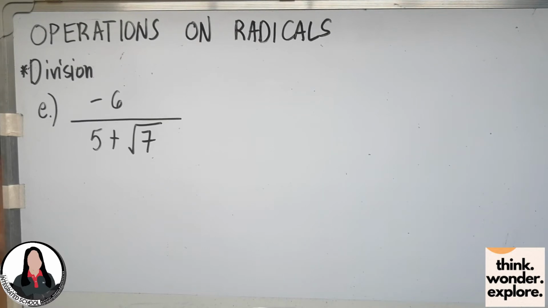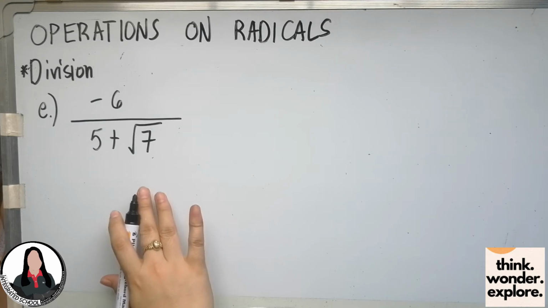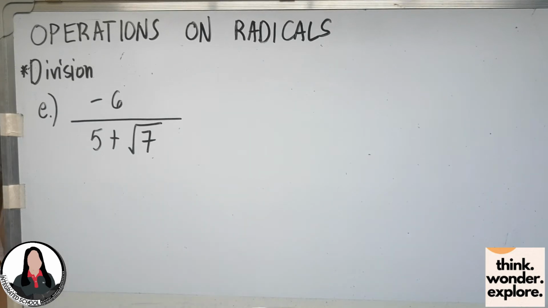So, rationalization is used when the term in the denominator contains a radical. However, there can also be binomials in the denominator that contain radicals. So, in this case, we have to rationalize to eliminate radicals in the denominator, and then we will apply the conjugate of binomial. So, paano ginagamit ang conjugate of binomial?